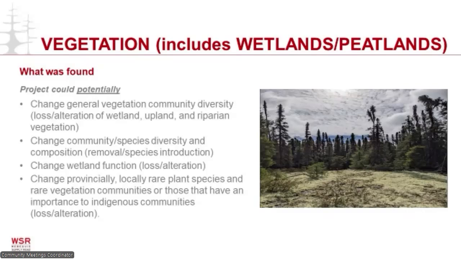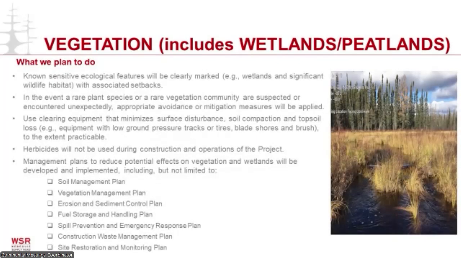Possible impacts on vegetation could include changes in the variety or number of vegetation species through removal of some vegetation species that are rare or are important to community members and introduction of other species not from the area. We plan to mark and protect sensitive areas, including rare vegetation communities, as well as use lower impact vegetation clearing equipment. No herbicides or chemicals will be used to remove vegetation. Also, specific management plans for soils, vegetation, erosion and sediment control, fuel storage and handling, spills prevention, construction waste, and site restoration and monitoring will be put in place to mitigate, meaning reduce or eliminate, potential project impacts.